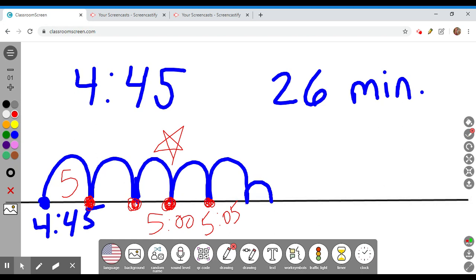When we hop again, this would be 5:10. And then finally, we're going to hop that one little stone there. And that would take us to this final ending point at 5:11.